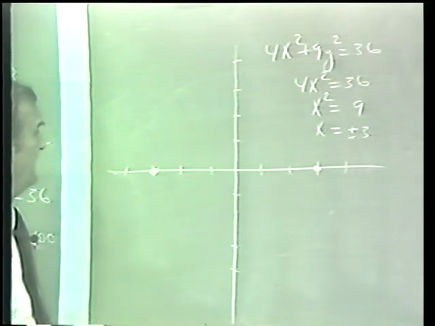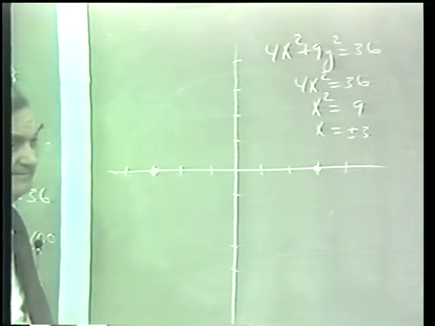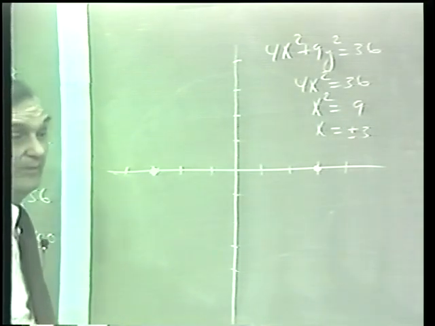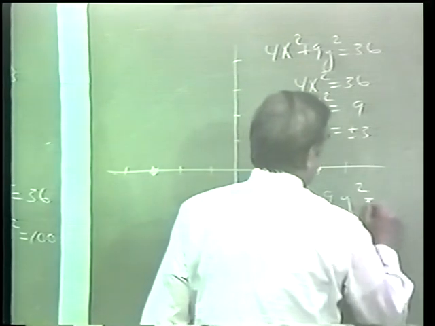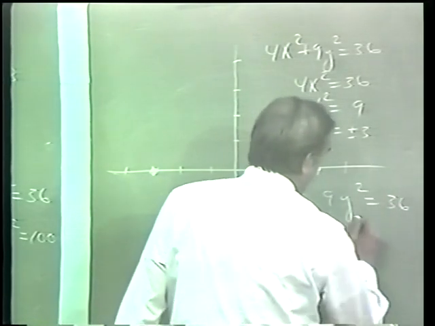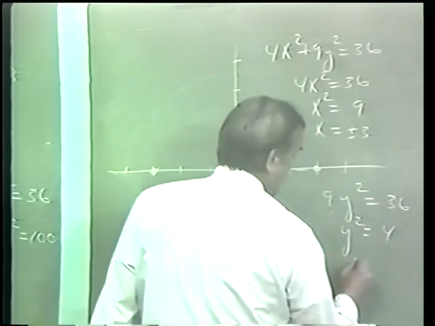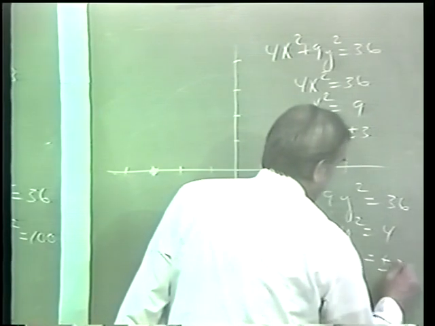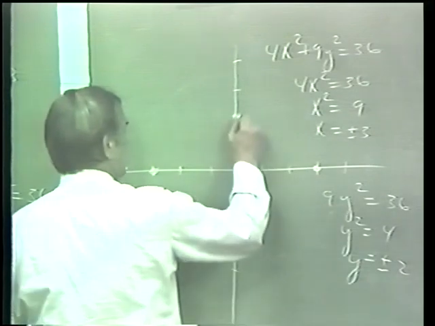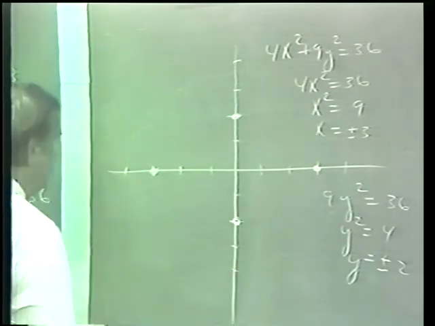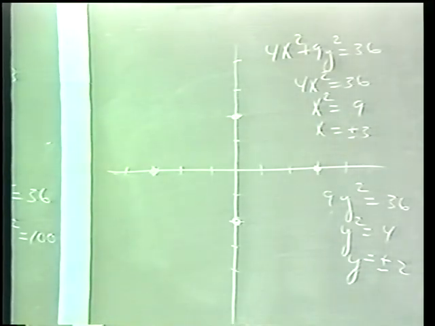We now want to find out where it crosses the y-axis. Well, when it crosses the y-axis, x is 0. So we have 9y squared equal 36. Y squared would equal 4. Y would equal plus or minus 2. So it's going to cross the y-axis at plus 2, minus 2.